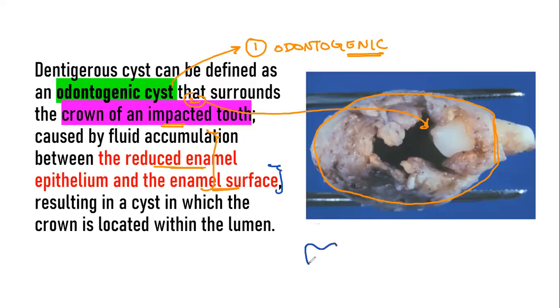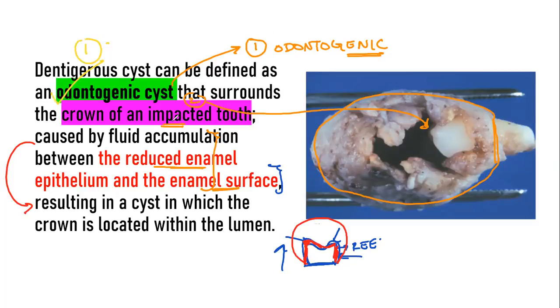But what it means is that you have a tooth which is covered by your enamel, right? In its erupting stage, it is also covered by something called the reduced enamel epithelium. Because of the erupting force of this tooth, there might be compression of the follicle, which causes accumulation of fluid between these two layers, right? So the accumulation of fluid between the enamel surface and the reduced enamel epithelium leads to a cyst in which the crown is enclosed in the cystic lumen, right? So again, revising, it is an odontogenic cyst enclosing the crown of an unerupted tooth caused by accumulation of fluid between the reduced enamel epithelium and enamel surface.